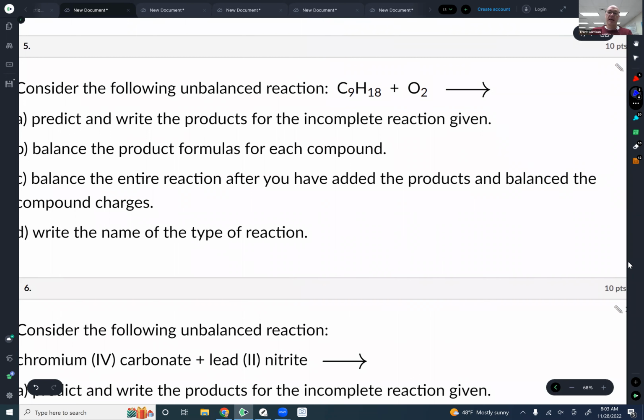This one is a combustion. And how do I know it's a combustion? Because there's an oxygen by itself on the reactant side. What it's going to make is carbon dioxide and water. Those are the products of a combustion.